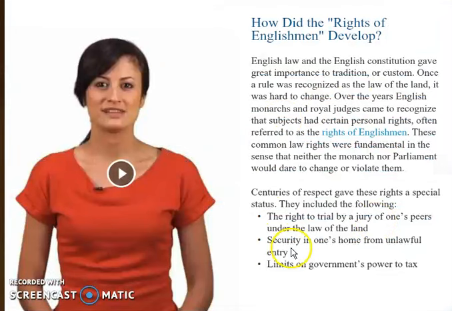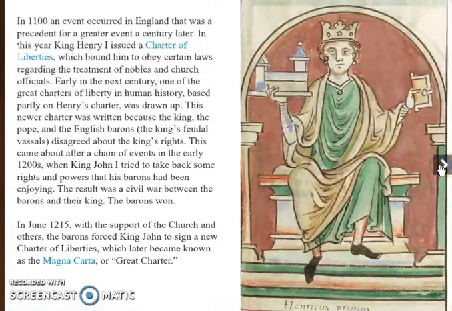So this is where we left off on this page, and whenever you see these bullet points on the page, I would recommend that you mirror those in your notes. So again, we had right to trial by jury, security in your home, and limits on the government's power to tax. Then here's this particular section, and there are 2 paragraphs, one pretty long, one pretty short. So pause the screencast and take a moment to read through these sections to figure out what you would write in your notes.